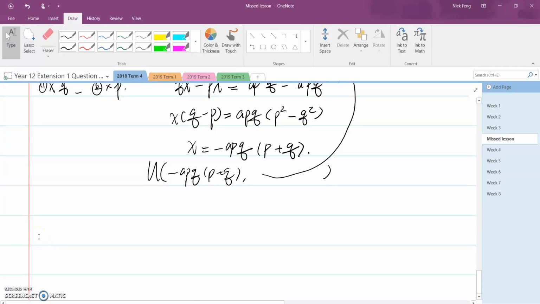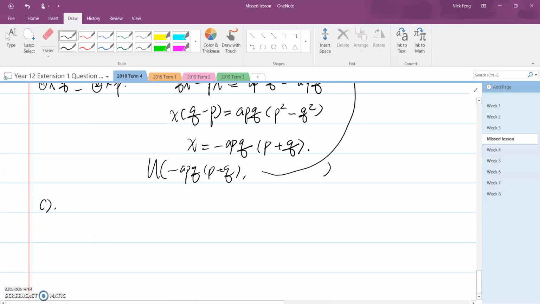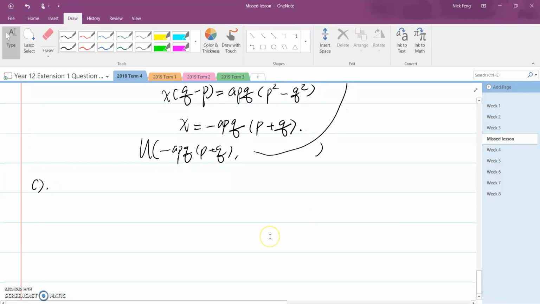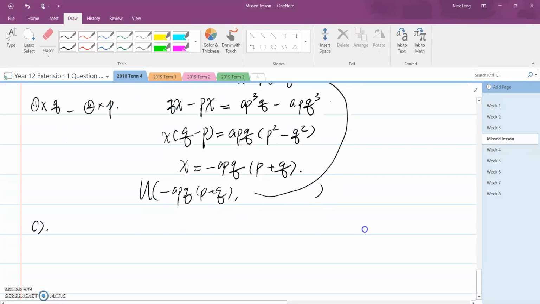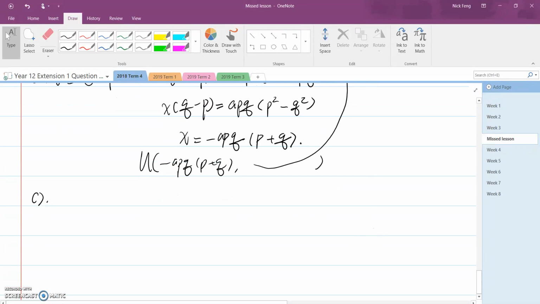Let me finish this part C of question 5 first. Now, why did I just point this out? Because it's kind of not important. The y coordinates of the intersection of the normal. So what do we actually need to do?